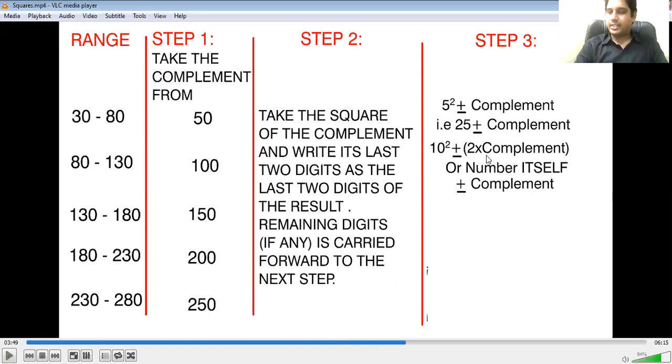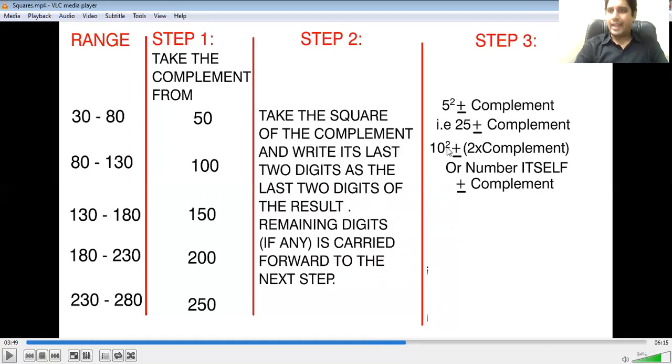So 100 plus 16 is 116. Now 10 square plus twice of complement is nothing but 10 square plus complement plus complement. For example, in 108, 100 plus 8 plus 8. So 100 plus 8 is 108. Another 8 will add to 108. 108 plus 8 becomes 116, which is equivalent to 108 plus complement, that is number itself plus minus complement. So either it is 10 square plus minus twice of complement or number itself plus minus complement.